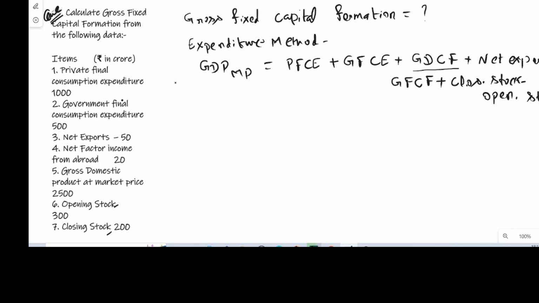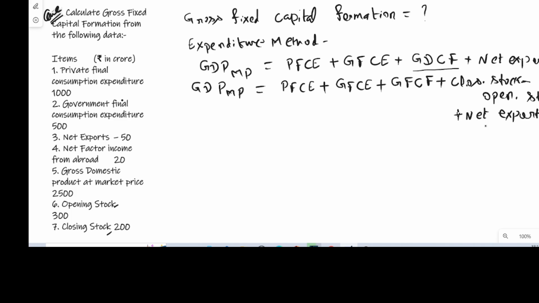So we can write this formula in this way: GDP MP equal to private final consumption expenditure plus government final consumption expenditure plus gross fixed capital formation plus closing stock minus opening stock. These together become gross domestic capital formation. Gross domestic capital formation is overall investment, which means fixed investment plus inventory investment, that is closing minus opening. And the last item was plus net exports. That will be written here.